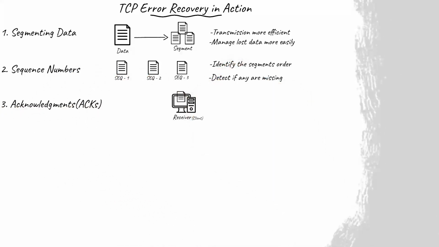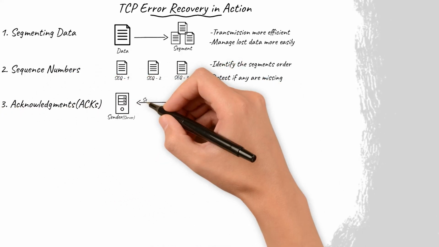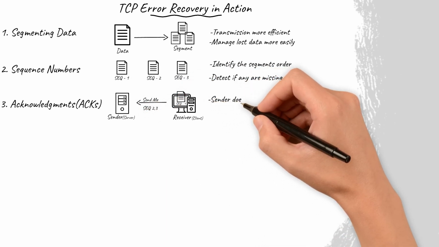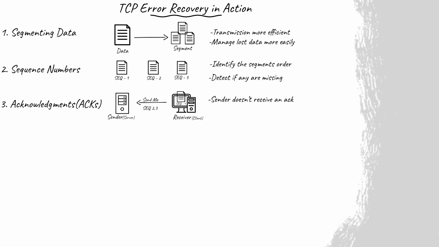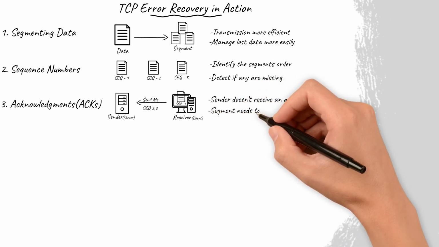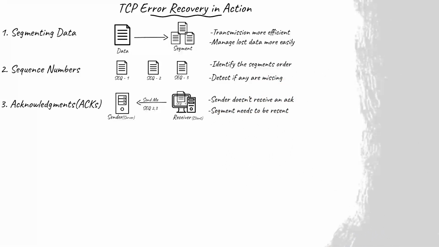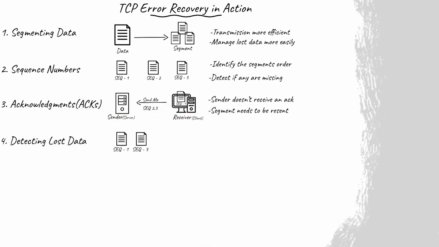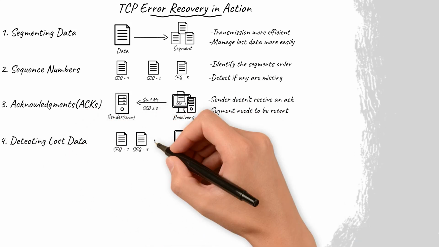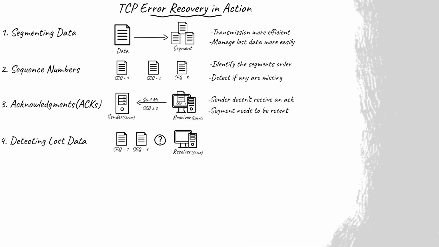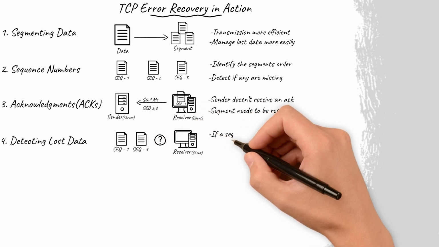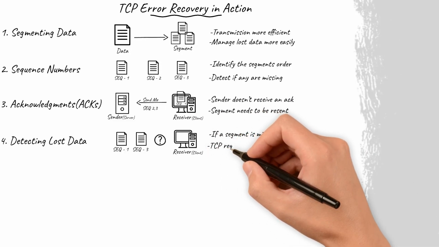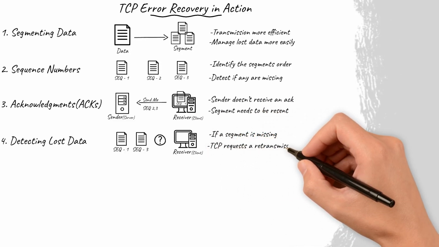When the receiver gets a segment, it sends back an acknowledgement to confirm successful delivery. If the sender doesn't receive an acknowledgement for a specific segment, it assumes the segment was lost and needs to be resent. If a segment gets lost or corrupted during transmission, the receiver notices a gap in the sequence numbers. For example, if segment 1 and 3 arrive, but segment 2 is missing, TCP recognizes the issue and requests a retransmission.